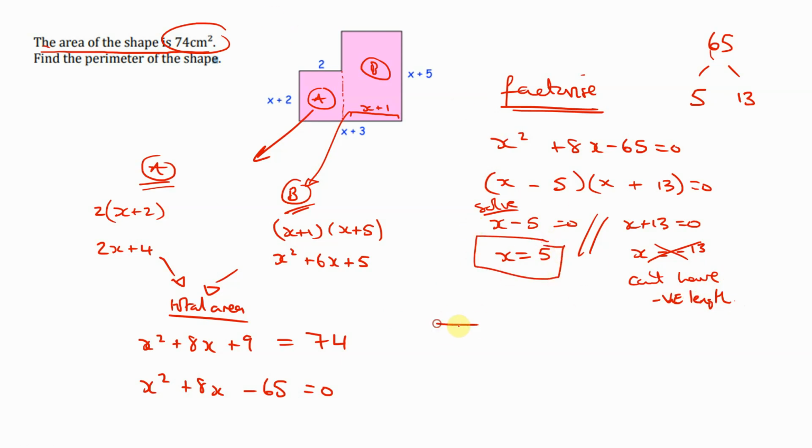So if we go back to our shape again, instead of x, that's still going to be 2. Instead of x plus 3, that's going to be 8, because 5 plus 3. Instead of x plus 5, that is going to be 10. Instead of x plus 2, that is going to be 7. We still need to figure out these two lengths here. Well, if that's 7 and that's 10, that must be 3. And if that's 8 and that's 2, that must be 6. Because 2 plus 6 gives us 8, and 7 plus 3 gives us 10.